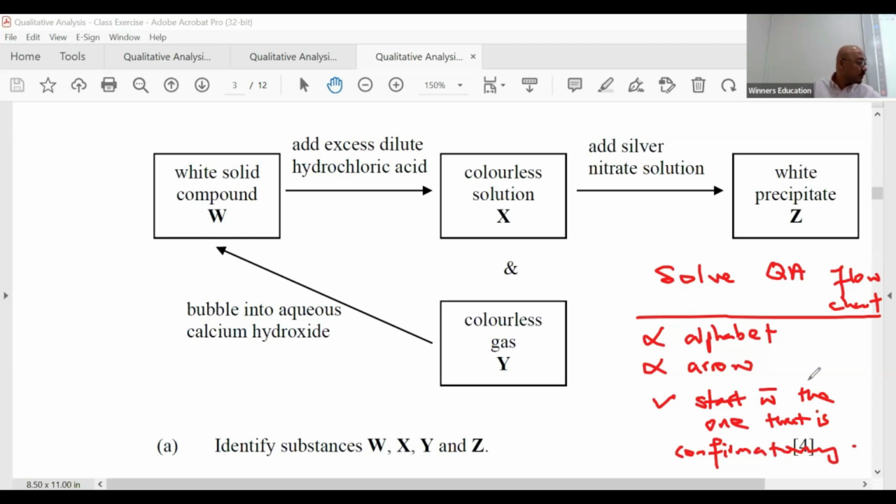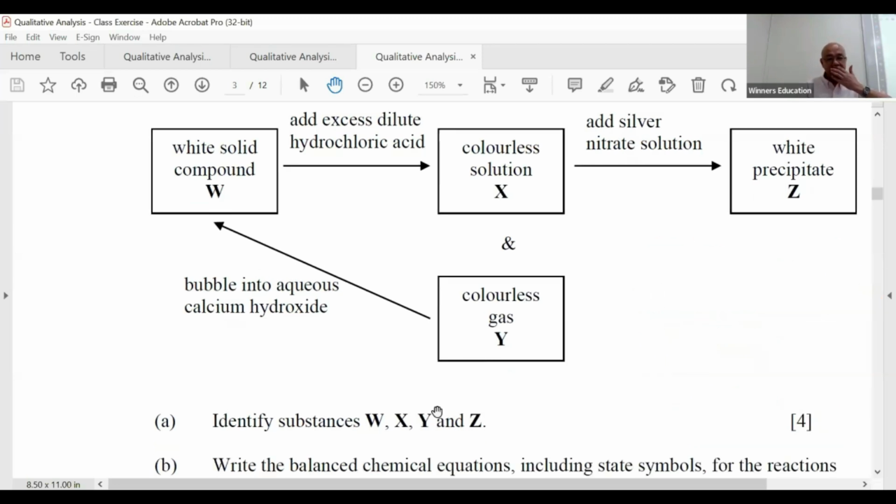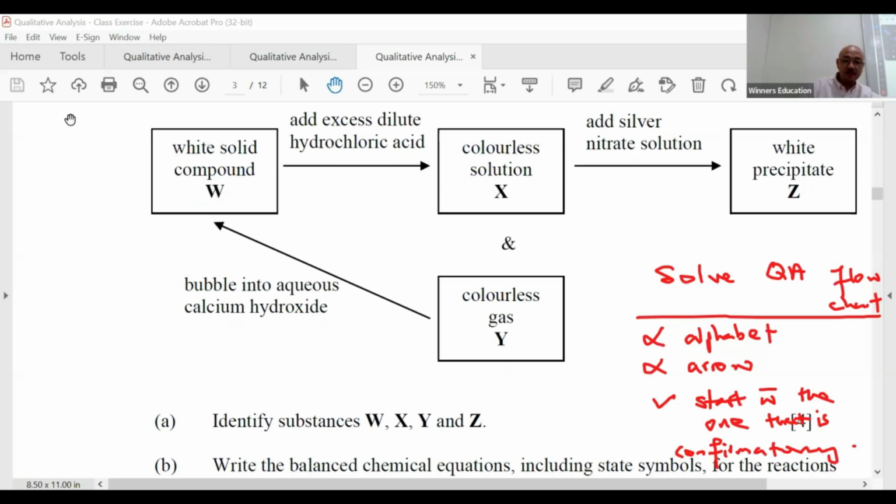Don't have to go by order. So we know the topic is all about what? Test for cation, test for anion, test for the gases, by and large these three, plus the earlier ABS topic. So let's take a look at what will happen over here. I want to add one more. I put an arrow, no space.